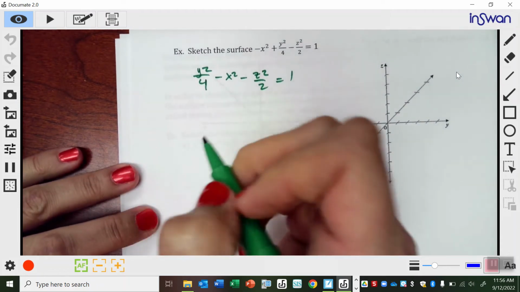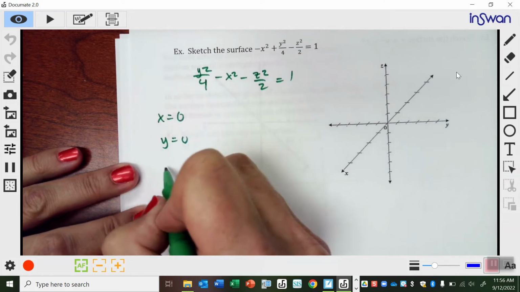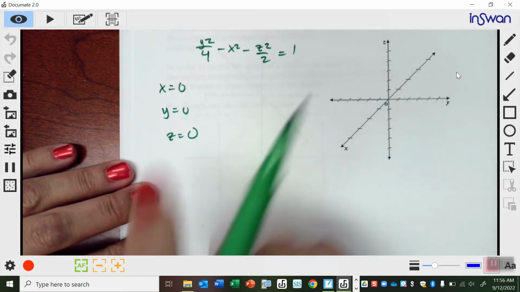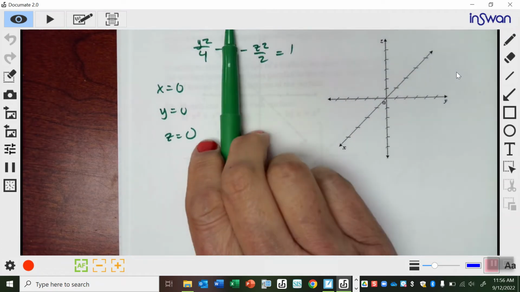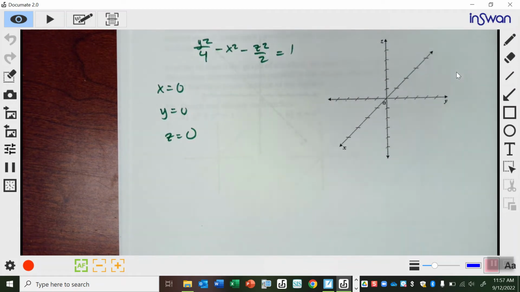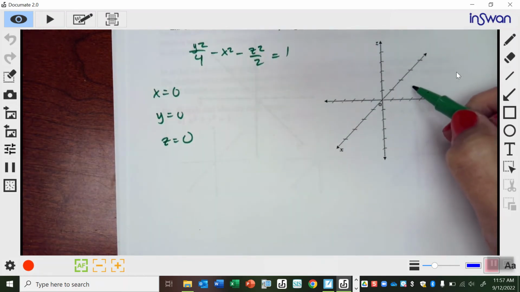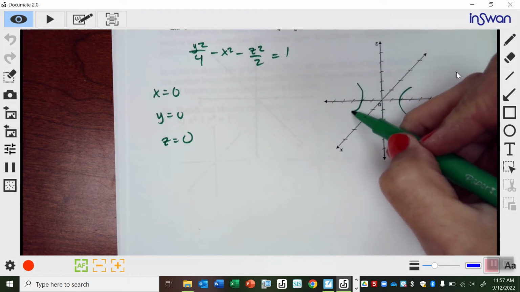So if I let x be 0, y be 0, and z be 0. If x were 0, that part's gone, and you see I get a hyperbola with the y and the z axes. So a hyperbola crossing the y-axis at 2. I'm just going to draw that, 2 and 2.